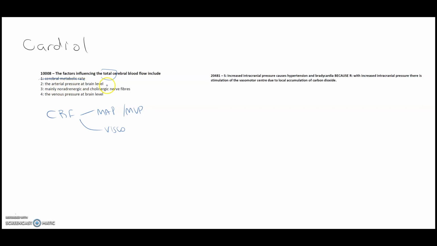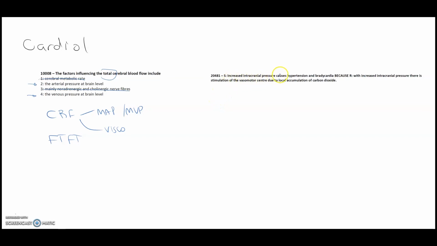The arterial pressure at the brain level, that is true because that is going to be formed by our MAP. The adrenergic and the cholinergic nerve fibers. Now, while they will influence the blood vessels, some of the cerebral blood vessels, they're not going to determine the total cerebral blood flow. So this answer is going to be false. And finally, the venous pressure at the brain level, that's going to be our MVP, and that is correct. So this answer is going to be false, true, false, true. Moving on to the second question.